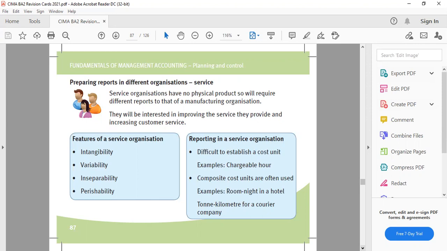What is reporting in a service organization? It is difficult to establish a cost unit. Examples are chargeable hour. How do we calculate? See, what is the cost per passenger to travel 1 mile of distance, or what is the cost per customer to use the accommodation for 1 hour, half a day, or whatever is the time parameter. So for each industry, for each type of business, there is a different measurable unit or chargeable unit. Then composite cost units are often used, like room night in a hotel, ton kilometer for a courier company, etc.